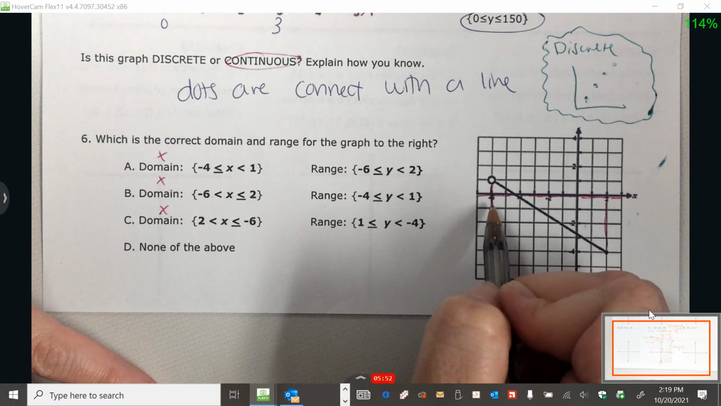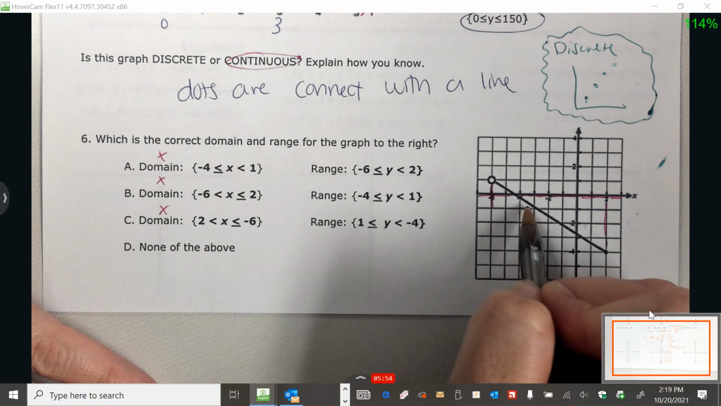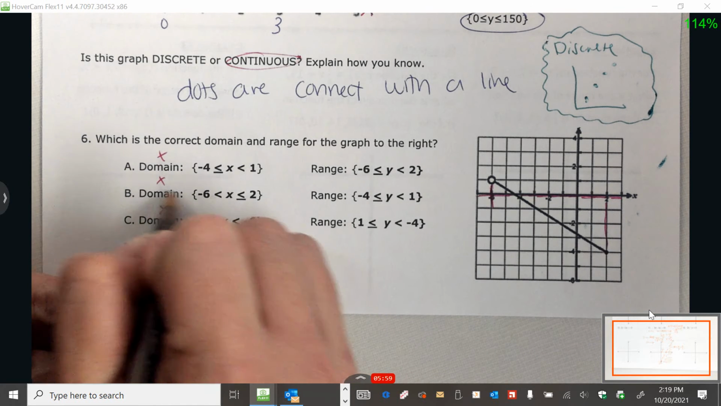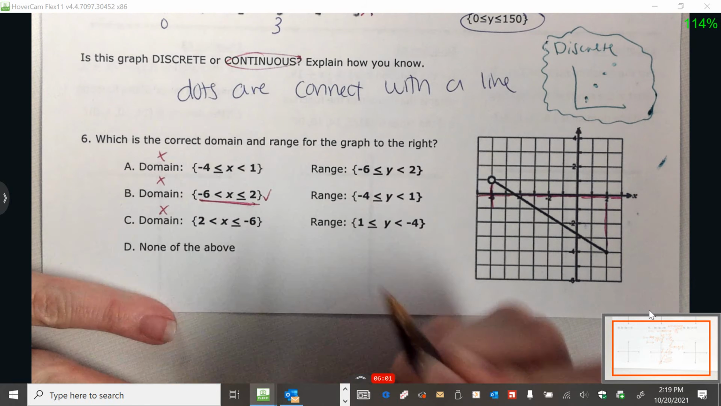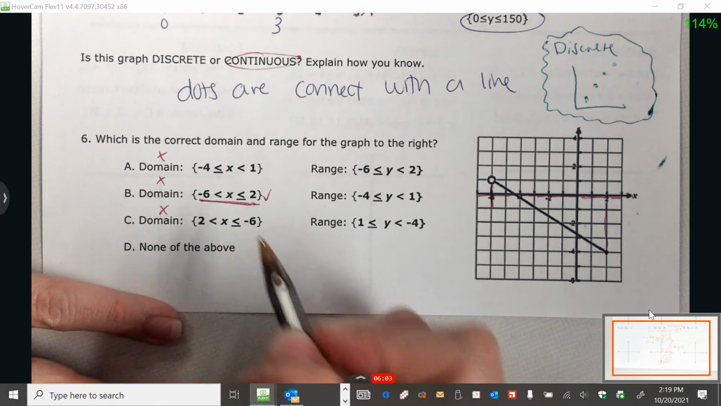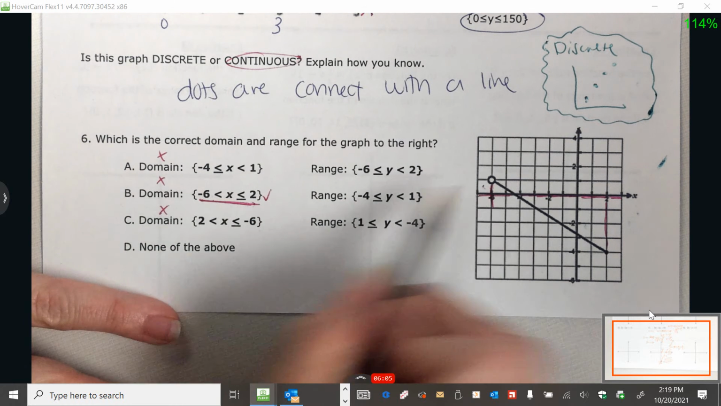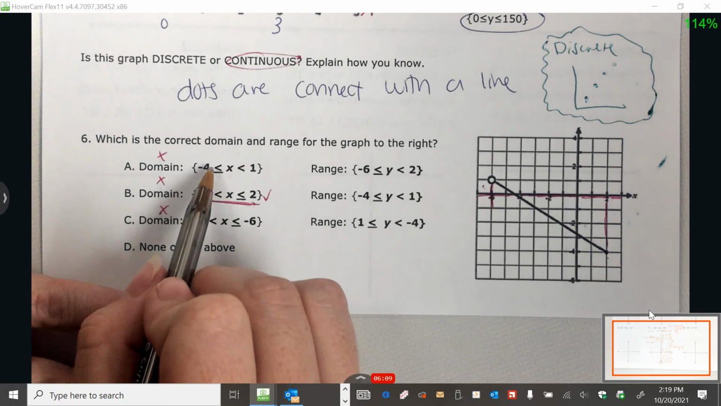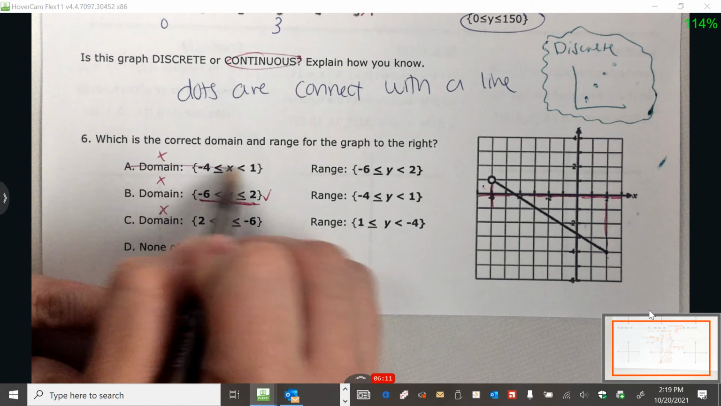So it goes from -6 all the way to 2. So this is my answer. Because remember, we write at least to greatest. -6 is an open circle, that's why there's no equal to. 2 is a closed circle, that's why there is an equal to. And -4 to 1 is not big enough.